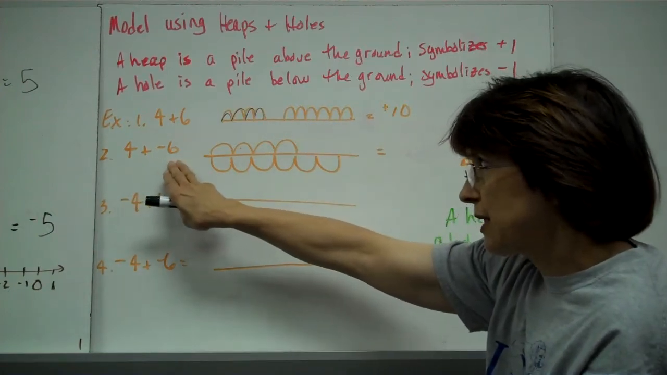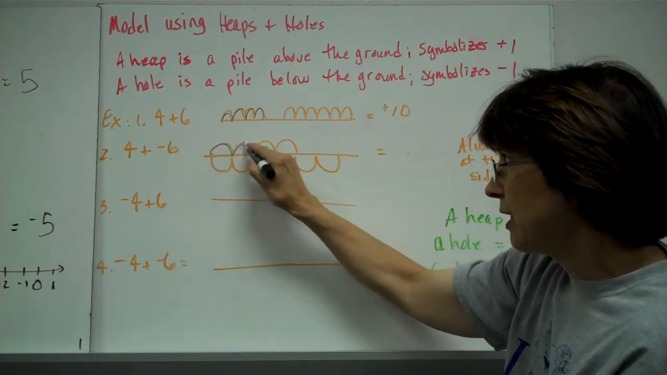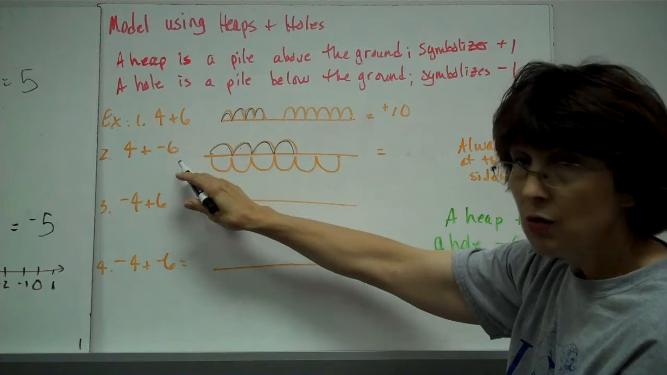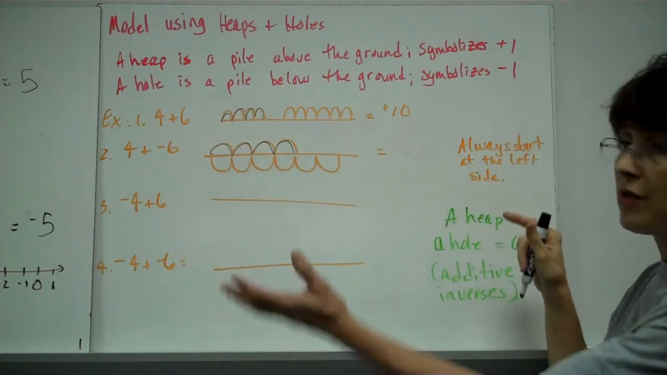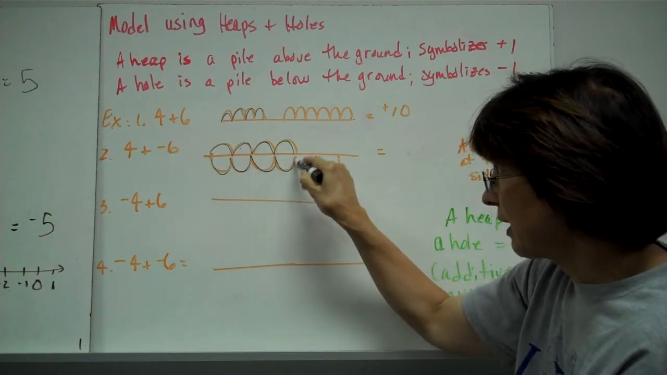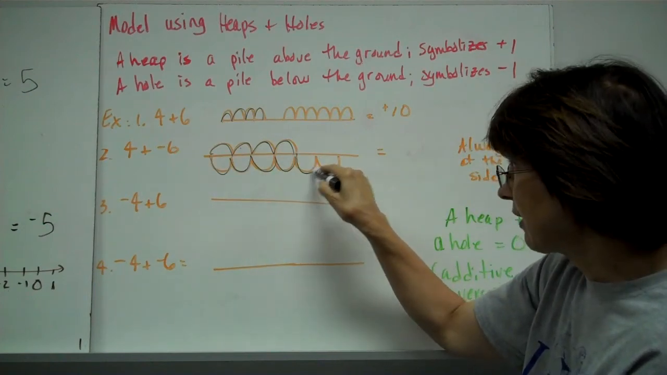If you have 4 plus a negative 6, well, you have 4 heaps above the ground, and then you have negative 6. That means a hole, which would mean below the ground. And always start on the left side, just as if you're reading it. So we're going to do 6 holes below the ground. We're going to match them up as much as we can. We have 2 left.